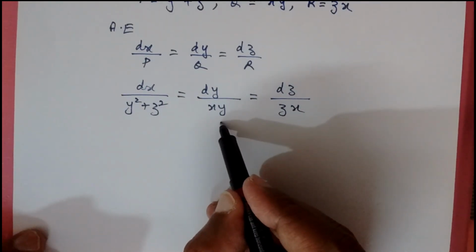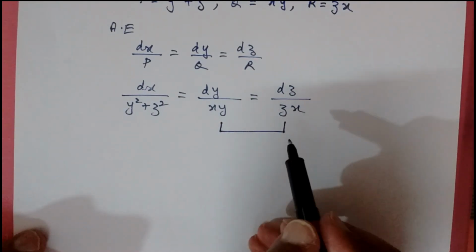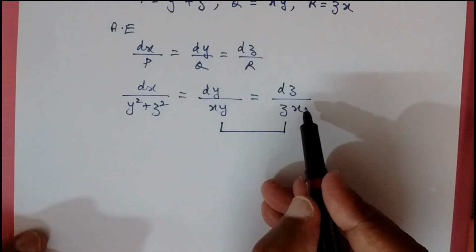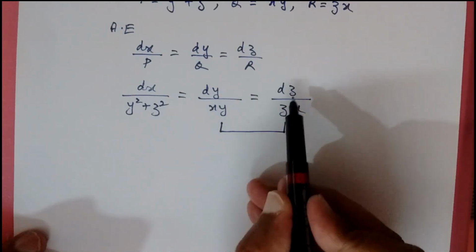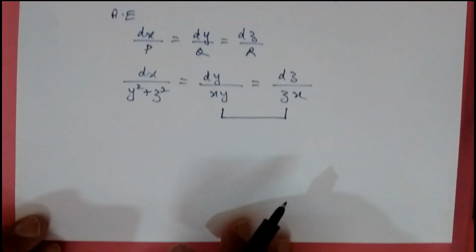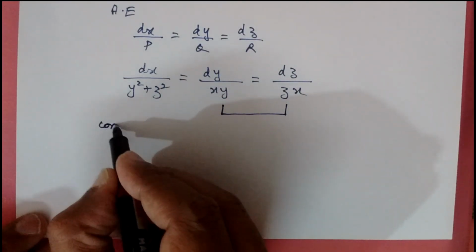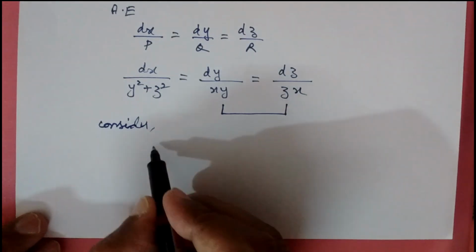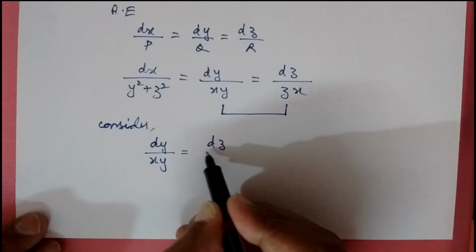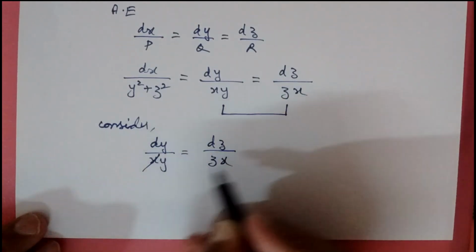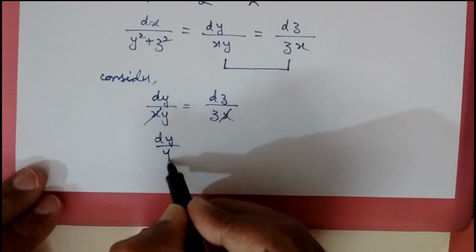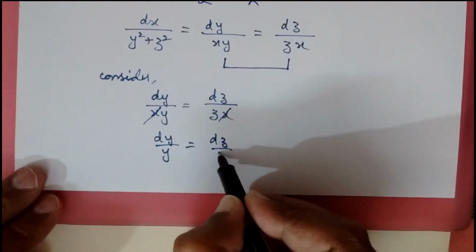Now if you try to see again grouping, we don't get the solution. Now suppose if I group the last two expressions here, let us try to see whether we get in the variable separable form or not. Suppose if we cancel out this x and x, you get dy by y, dz by z, which will be in the variable separable form. So you can consider these two equalities. So we'll try to consider dy by xy is equals to dz by zx. So you can see this x and x will cancel out. You will be getting the value as dy by y is equals to dz by z.